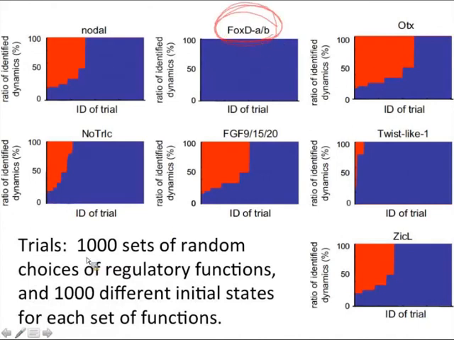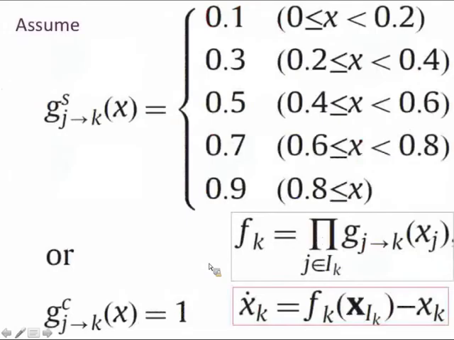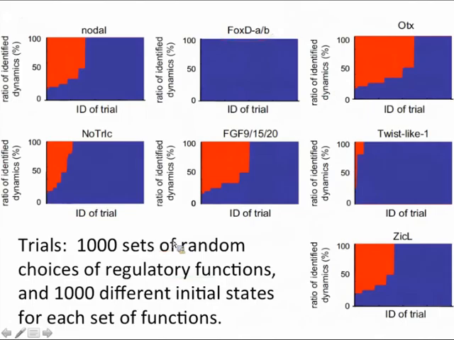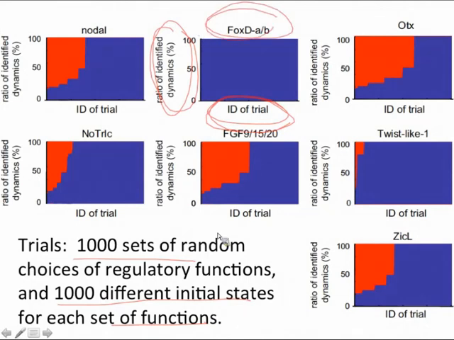And then you get a bunch of, if we do this in terms of using our FOXD, they did 1,000 sets of choices for regulatory functions. Remember, we could choose either this one or this one, and so that was randomly chosen for various different edges. And so 1,000 different choices were made for the function, and 1,000 different initial states for each function. So we have a million different trials.